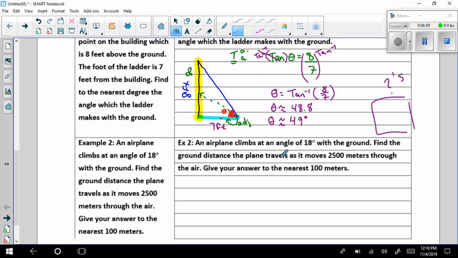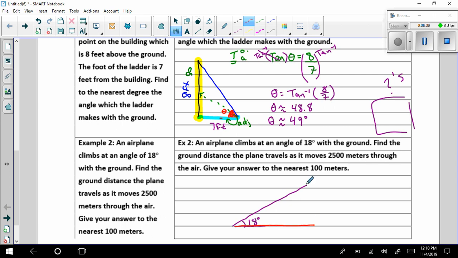Right? An airplane climbs at an angle of 18 degrees with the ground. So we know this is going to be a right triangle. Our airplane is going up. Right? This angle right here with the ground is 18 degrees. Find the ground distance the plane travels as it moves 2,500 meters through the air. So it's looking for this distance here.